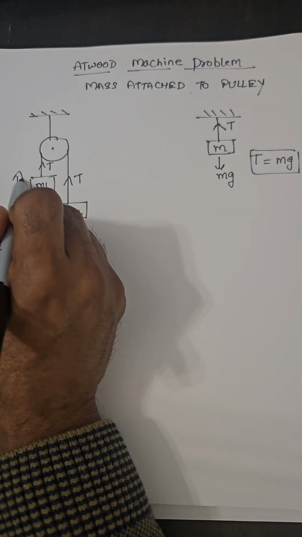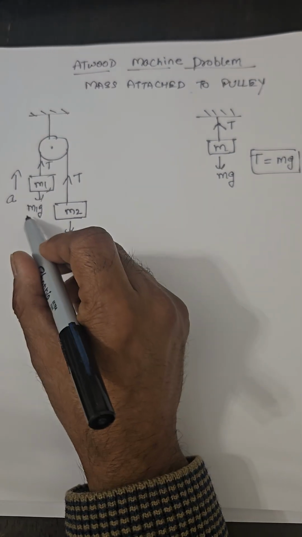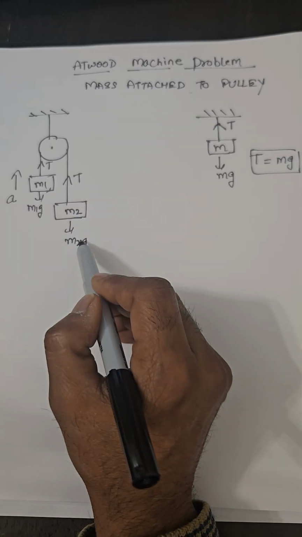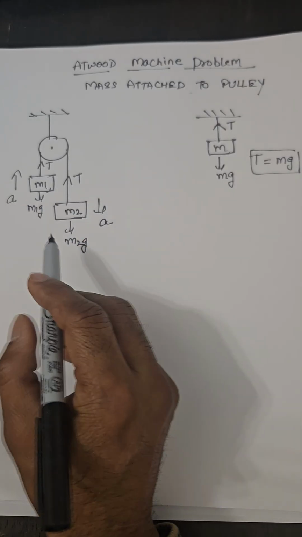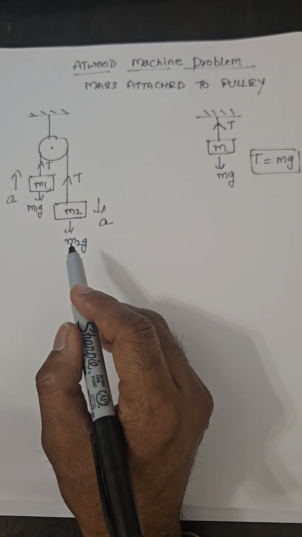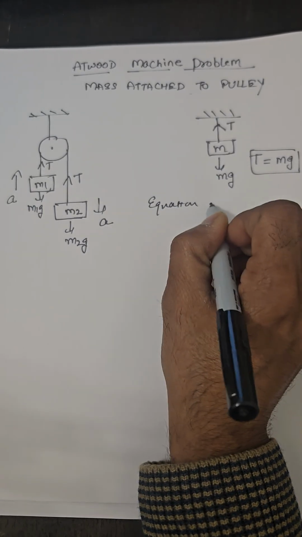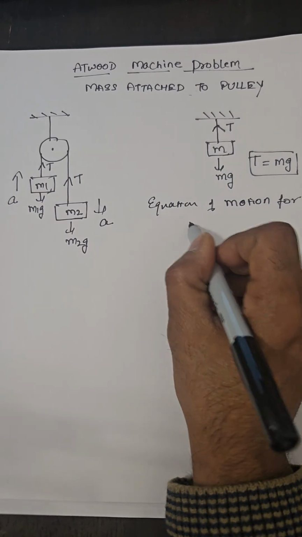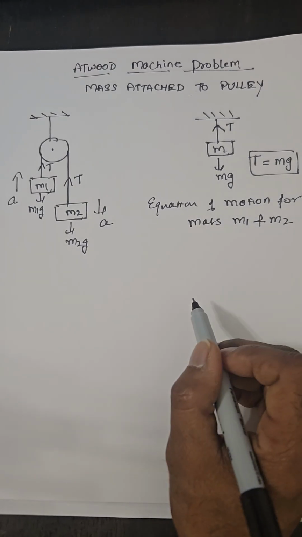If I assume that acceleration is upward for m1, it means this mass will go up and this mass will go down. So in this case, acceleration will be downward for m2. So we have to write the equation of motion for mass m1 and m2, so there will be two equations.